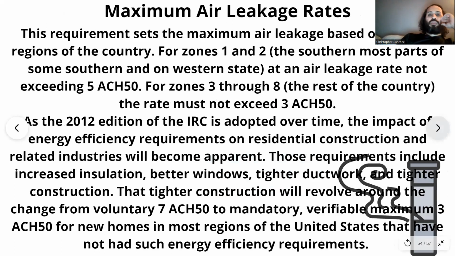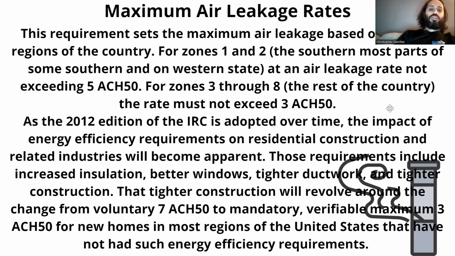This requirement sets the maximum air leakage based on climate regions of the country. For zones 1 and 2, the southernmost parts of some southern and western states, an air leakage rate not exceeding 5 ACH50. For zones 3 through 8, the rest of the country, the rate must not exceed 3 ACH50.